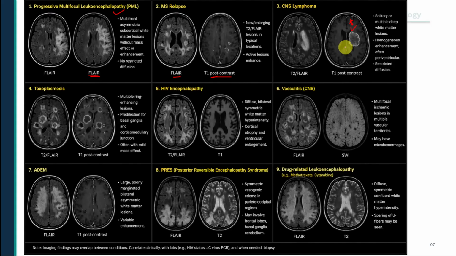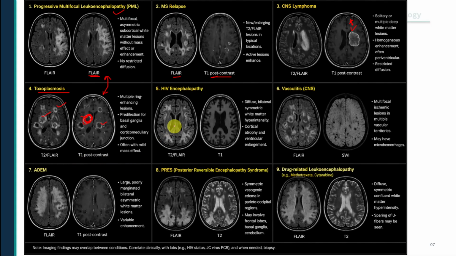Toxoplasmosis is another important mimic, especially in advanced HIV. The MRI pattern is multiple ring-enhancing lesions, classically in the basal ganglia or corticomedullary junction, often with edema and some mass effect. The ring enhancement reflects focal necrotic infection with surrounding inflammation. So the key contrast is this: toxoplasmosis gives ring-enhancing mass-like lesions. PML gives non-enhancing or minimally enhancing demyelinating white matter lesions with little mass effect.